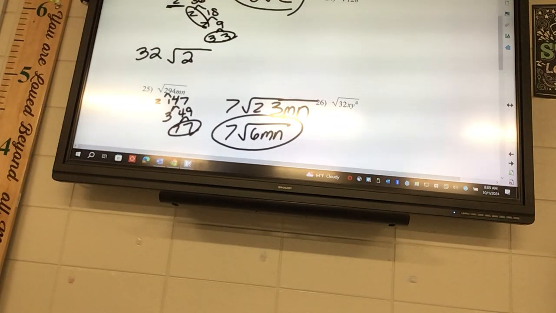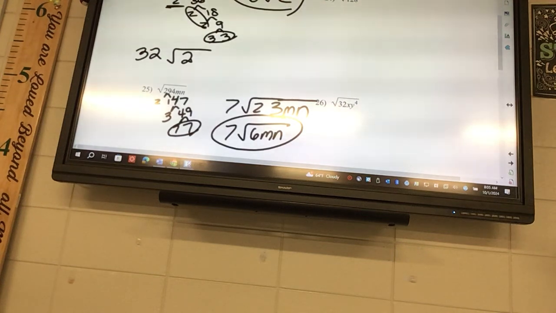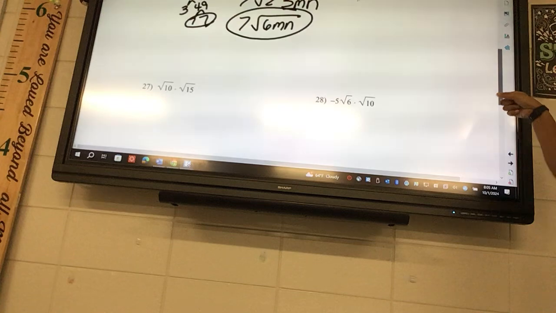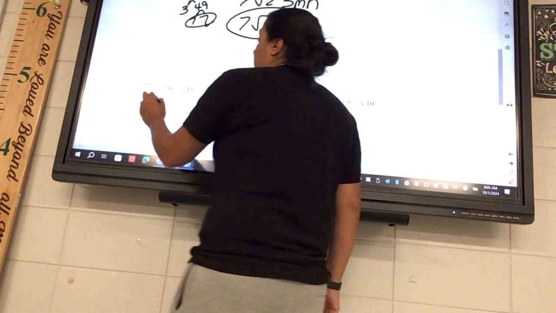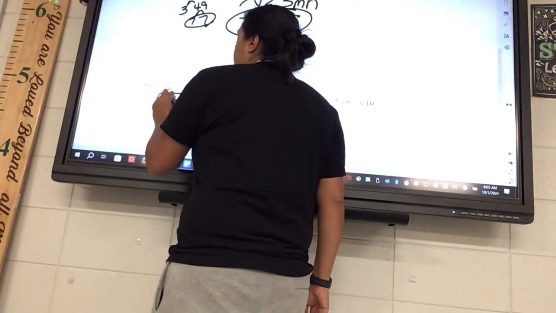Okay, 27 is multiplication. How would you explain how to do that? 10 times 15. So you take the insides and multiply them. What about the outsides? There isn't any on this one, but normally you do the exact same thing with the outsides. The outsides go together, the insides go together. So 10 times 15 is 150. And then we can simplify.